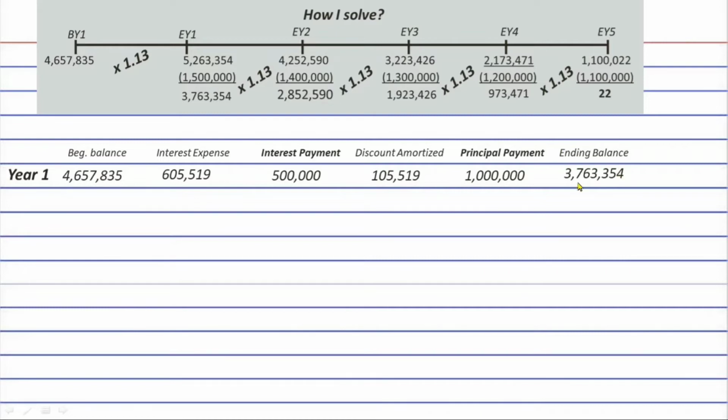Now, this ending balance in year 1 will become the beginning balance for year 2, so let's copy this to here. Let's continue filling up year 2 to year 5 after this.